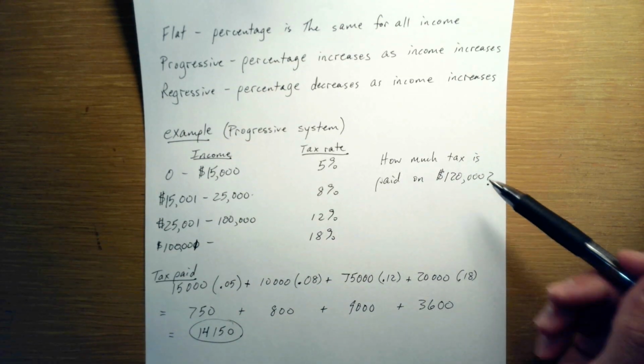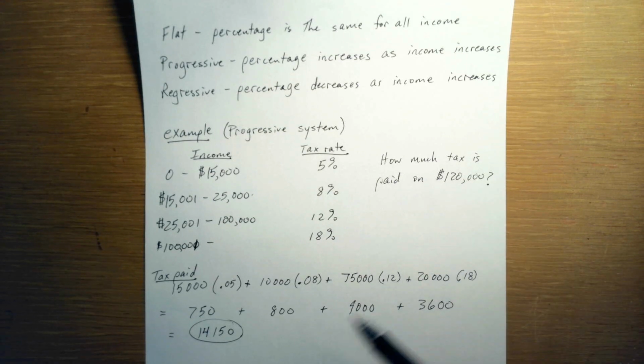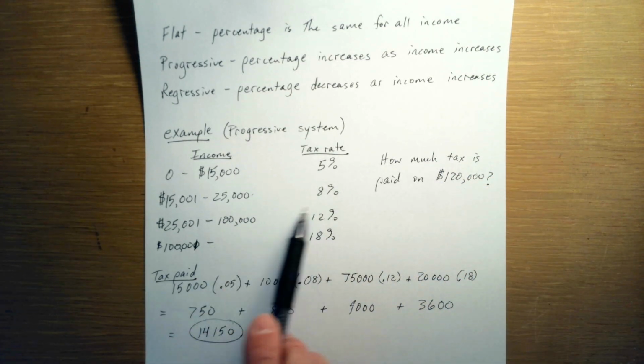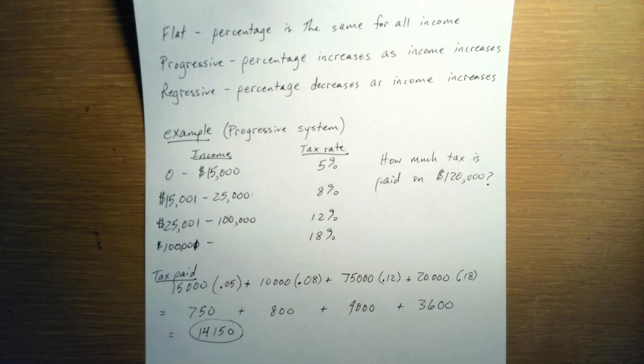So in other words, on $120,000 income, under this progressive tax system, we would have to pay $14,150 in tax. So that's how much tax we pay, but you may ask the question, what percent of your total money is this $14,150? Because you're mixing a lot of different percents, and also each percent has its own weight, like the number of dollars that you're paying that percent on.